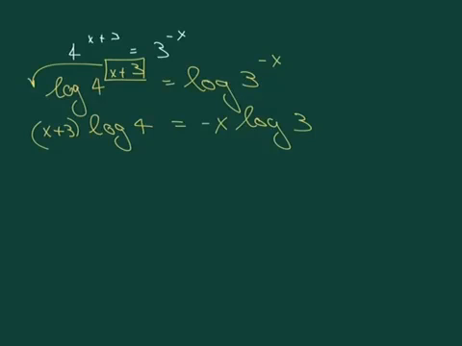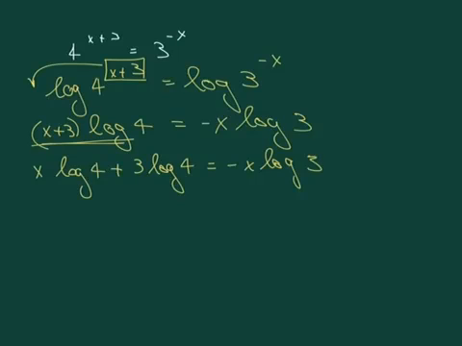Alright, so what do I do with that? I distribute these two right here. So then I get x log 4 plus 3 log 4 equals negative x log 3. You see how I distributed this? I took this log of 4 and multiplied it by x, then I took the log of 4 and multiplied it by 3, and got this and this.